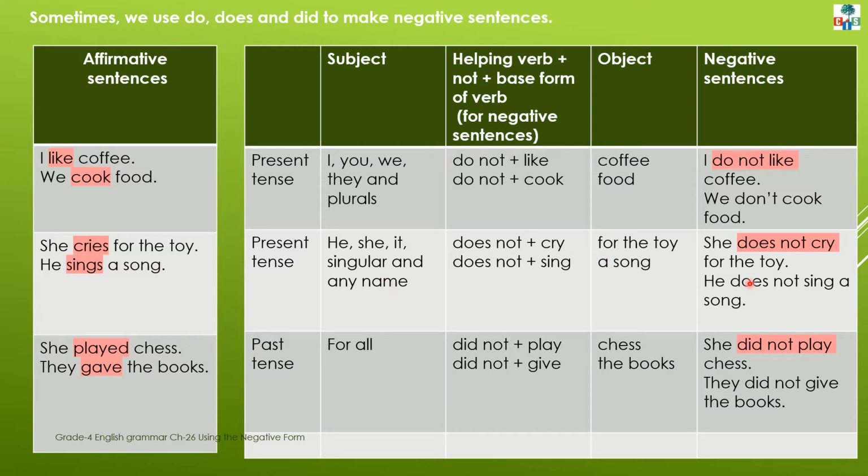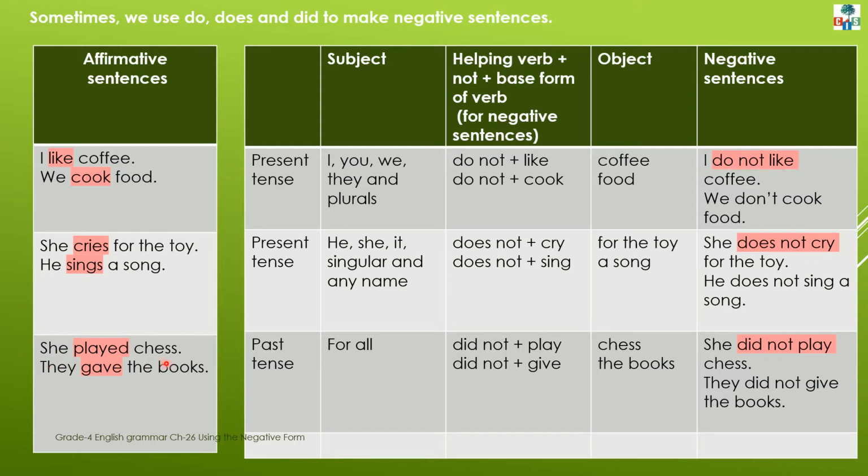So you will use the helping verb do with the subjects I, you, we, they and plurals. And you will use the helping verb does with the subjects he, she, it, singular and any name to make negative sentences. Clear?